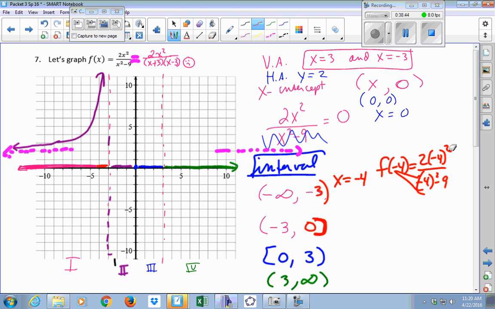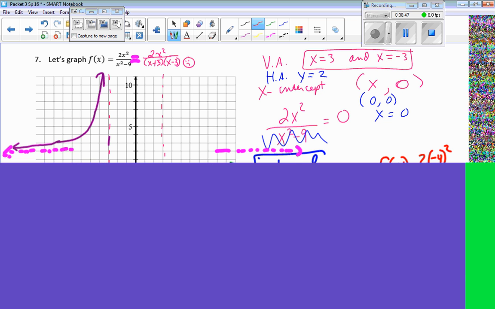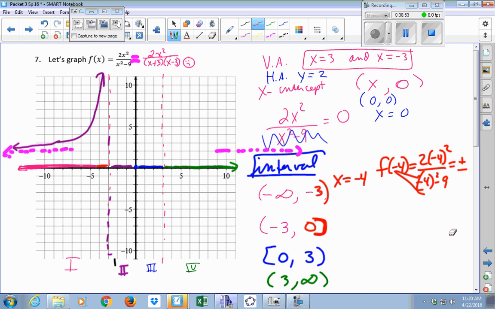So look, -4 squared is 16, double 16, positive. I don't care what the number is. I'm not being snippy, I'm just saying I'm not going to actually plot the point. -4 squared is 16, take away 9 is another positive number. When I divide a positive by a positive, the sign of the overall fraction is positive, so I just know I'm up here. That's all.